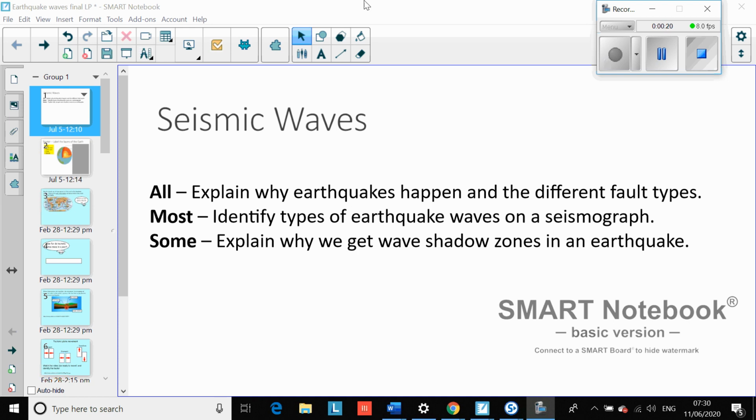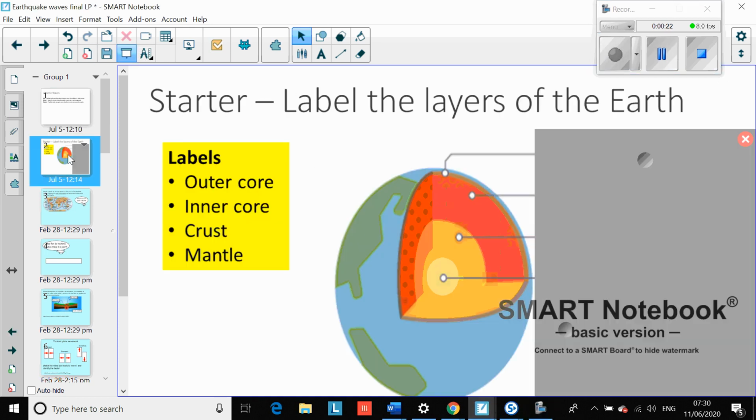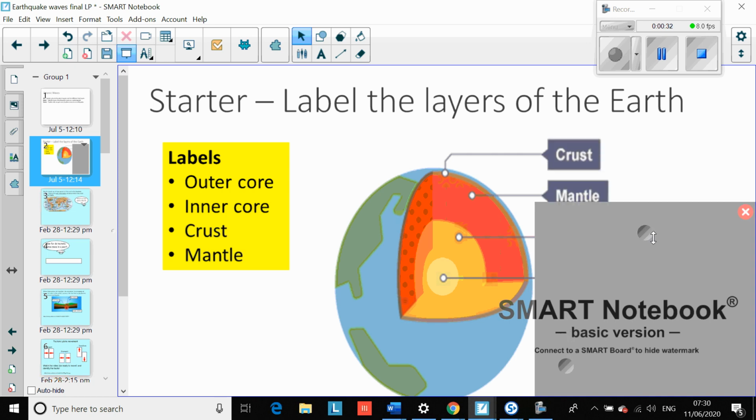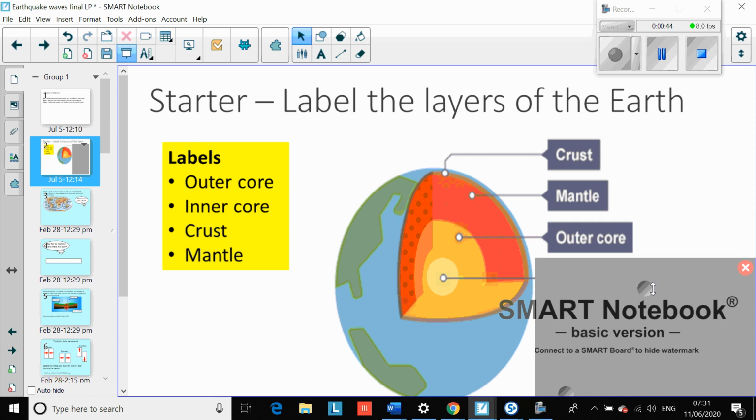Okay, so last lesson we looked at the structure of the Earth, and hopefully most of you can label the parts of the Earth. It's very straightforward, actually. You've got the crust, the outermost layer, and then the thick layer is the mantle. Remember, that's kind of like a thick, solidy, liquid, hot melted rock. Then the outer core, which is liquid, and the inner core, which is solid.